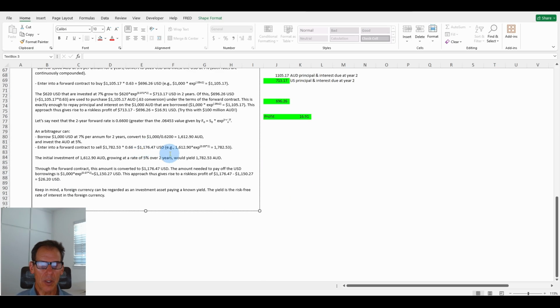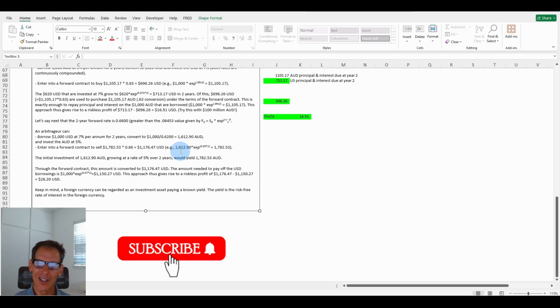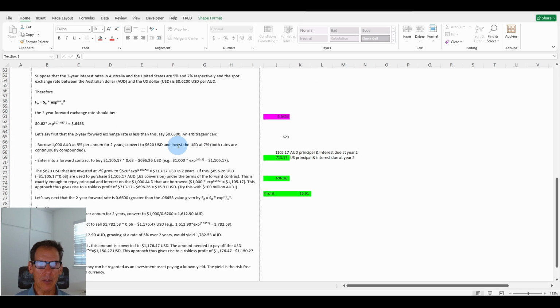Nothing wrong with you discovering an arbitrage opportunity that's not closed out within multi-seconds and taking advantage of it off hours. Your contract might say something different, but you get the idea. In a world of endless opportunities, this is just one of them. Keep in mind, a foreign currency can be regarded as an investment asset paying a known yield. The yield is the risk-free rate of interest in the foreign currency. So yeah, this is pretty complex.